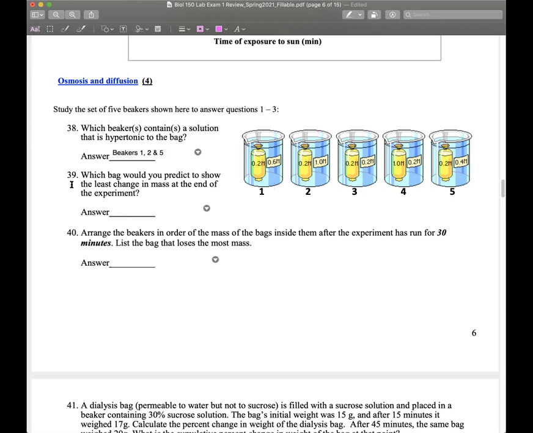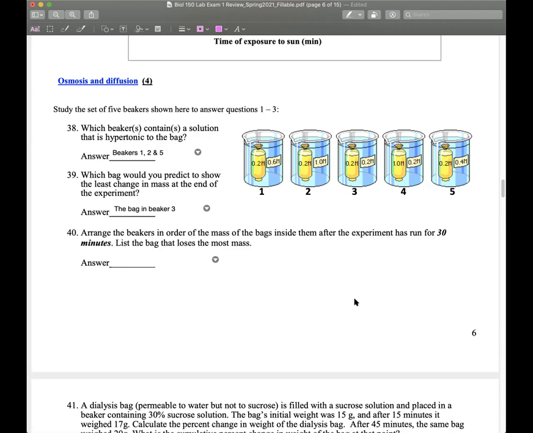Now this question is worded a little bit differently. Which bag would you predict to show the least change in mass at the end of an experiment? So where would we expect to not see any net change? I see Rosa has provided us the answer. Yes, it is the bag in beaker 3. Because these solutions are isotonic, there should be no net movement of water. Of course, there will still be water moving across that membrane, but the molecules going in are going to be equal to the molecules moving out. So there should not be any major change in the mass of that bag.